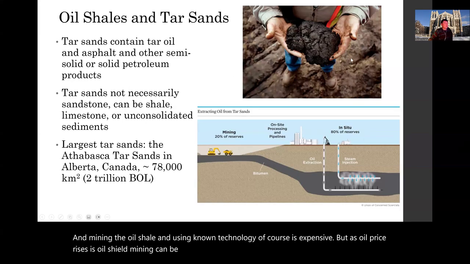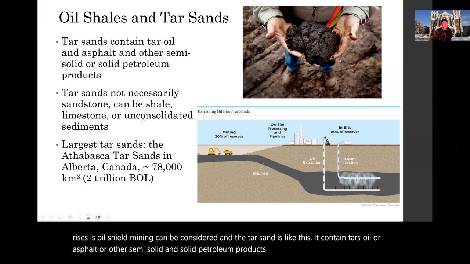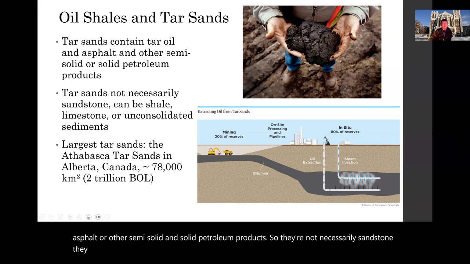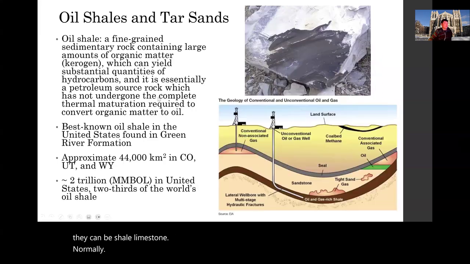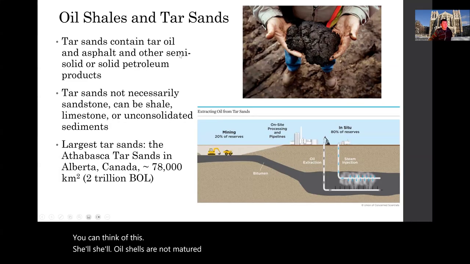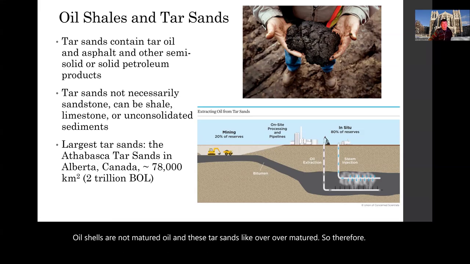And the tar sand is like this. It contains tar oil or asphalt or other semi-solid and solid petroleum products. So they're not necessarily sandstone. They can be shale, limestone. Normally, you can think of this: oil shales are not matured oil, and tar sands are like over-matured. Therefore, the hydrogen is gone. It's not liquid anymore; it actually turned into solid.